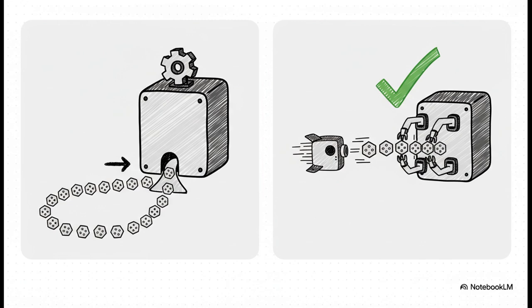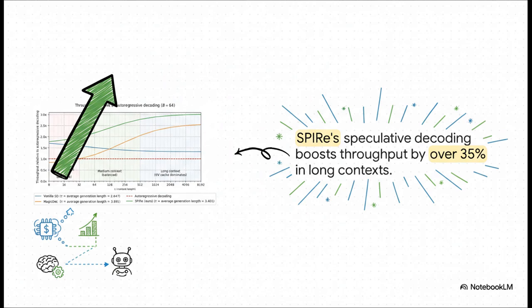It's brilliant. You use a cheap, fast draft model to quickly generate a bunch of possible next words. Then, your big, expensive model swoops in and validates that whole chunk in one go, instead of generating word by word. And this isn't just theory.